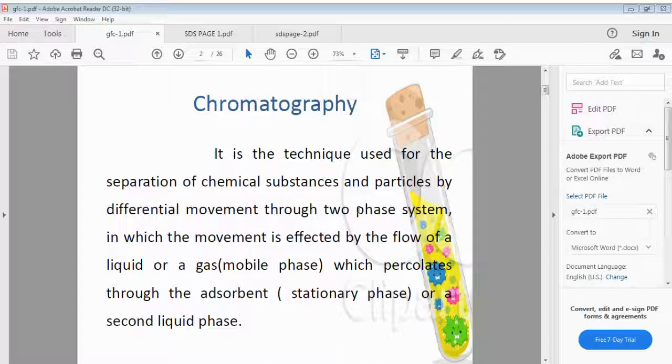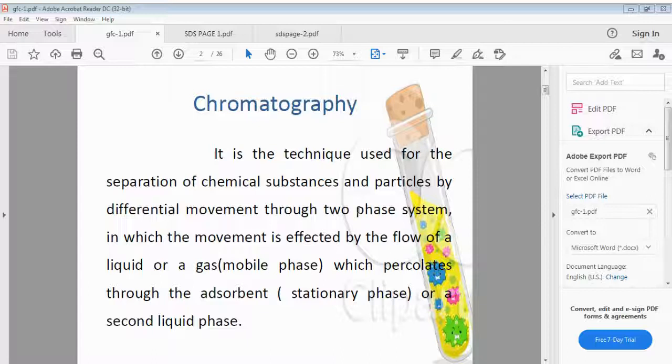So the stationary phase is made to stand. Either it can be a solid or a semi-solid, or also a liquid, but it cannot be a gas. Whereas the mobile phase can be a liquid or a gas, but it can never be a solid, so that it can move past the stationary phase.